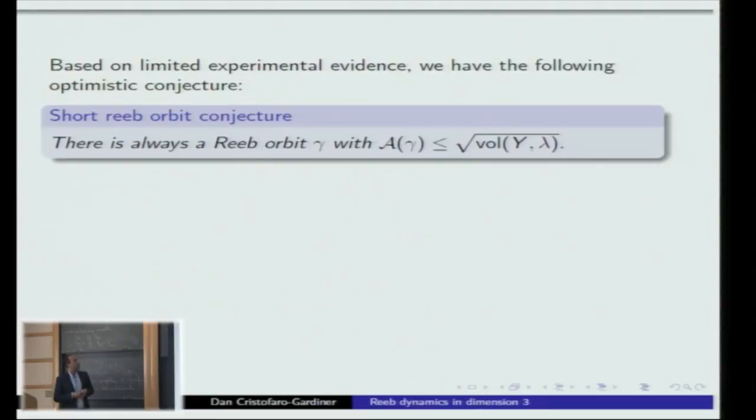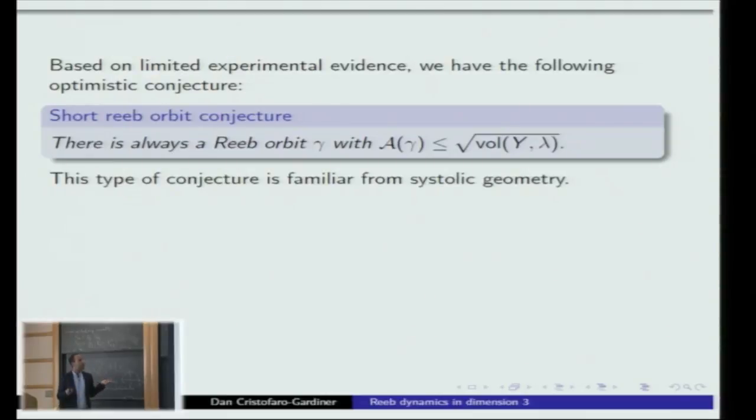And we're going to ask the following conjecture, for which I think there is some limited experimental evidence, but this might be optimistic. So the conjecture would say that there's always a Reeb orbit with action less than or equal to the square root of the volume. And the square root here is done so that the constants work out correctly. And this type of thing is familiar if you've thought about systolic geometry.